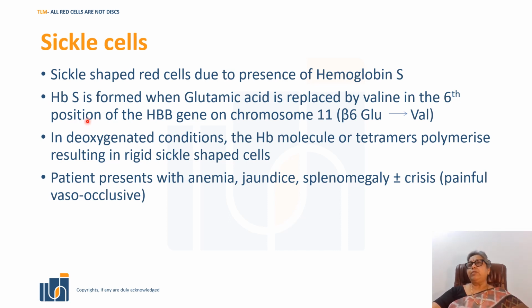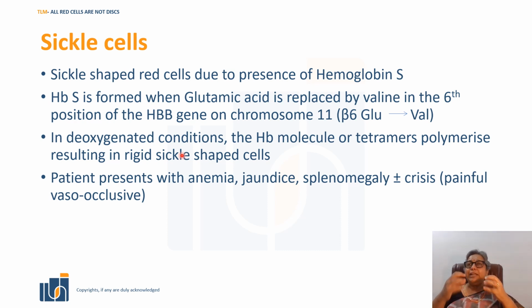So what is the problem with the hemoglobin S? It can just exist like so many other hemoglobins exist. The problem here is that in conditions of deoxygenation, or when the oxygen levels are low, the hemoglobin molecules or the tetramers will polymerize, and that will result in rigid sickle-shaped cells. So basically, the presence of hemoglobin S will lead to these erythrocytes or abnormal erythrocytes becoming rigid.